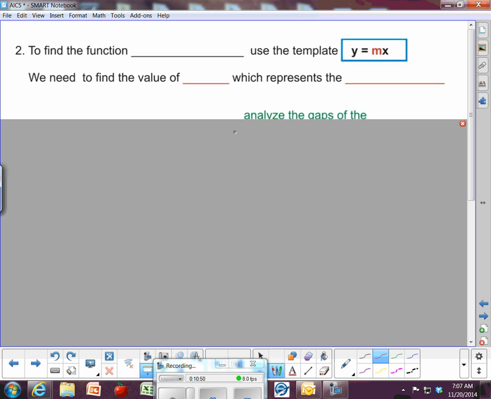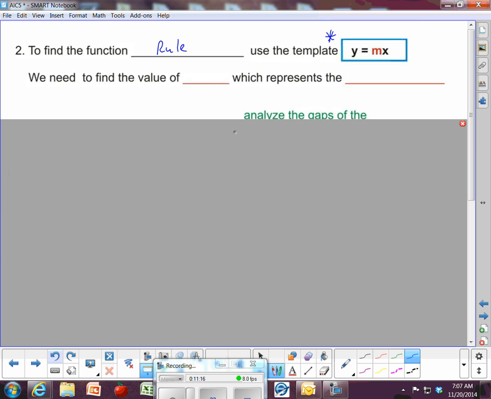Okay, so now we gotta do something about the rule. Now we want to find the rule. So number 2, to find the rule, use the template, and it's right here. You got to know that. So, asterisk that. I put it in a nice blue box for you. But you got to know y equals mx.